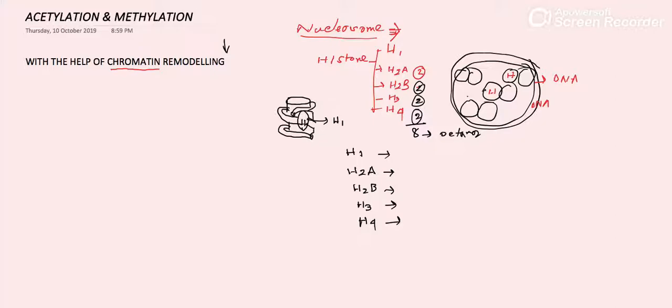These are all basic histone proteins, with highly basic amino acids. H1, H2A and H2B are lysine rich, and H3 and H4 are arginine rich. All of these are basic amino acids. These figures are not necessary, but for general information I am giving them to you. H1 contains 29.1% lysine.